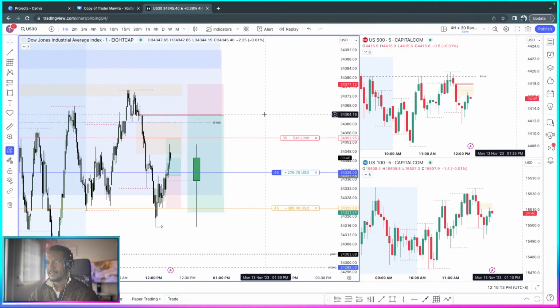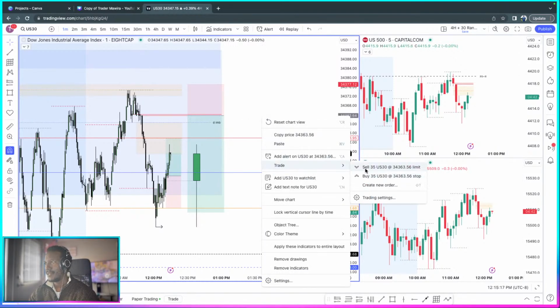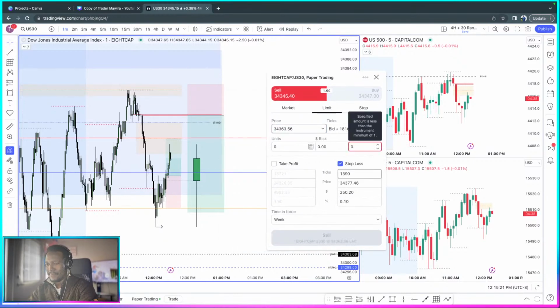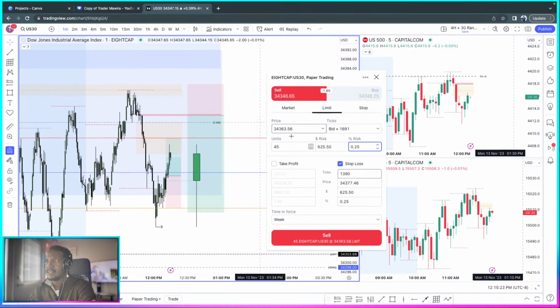Okay, I'm still okay. Let me just risk some. If we lose, it's okay. It's a good experiment. 2.5%. The stop loss is 13.48, and the sell limit is set.